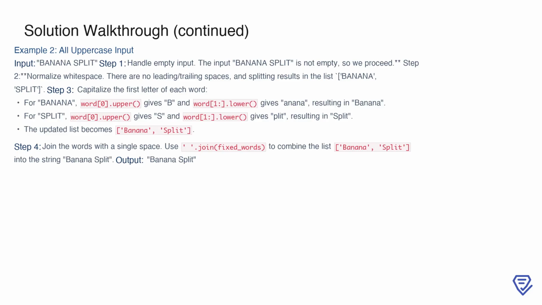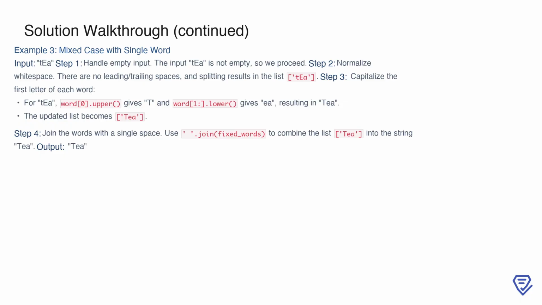Finally, we join the words together with a single space, resulting in the output banana split. Lastly, we look at an input with mixed casing in just one word, tEA. After confirming the input is not empty, we normalize the whitespace. Since there are no extra spaces, splitting simply results in the list, tEA.